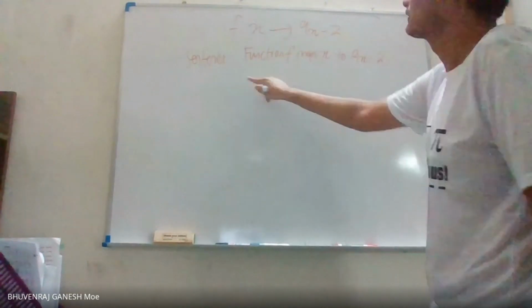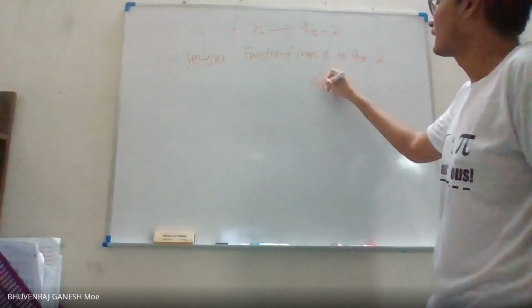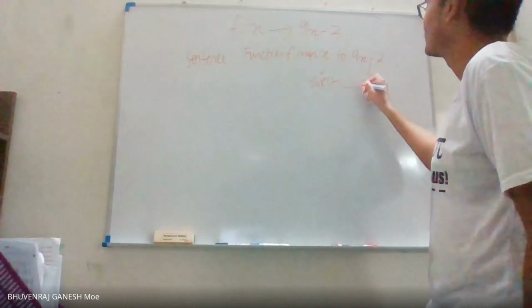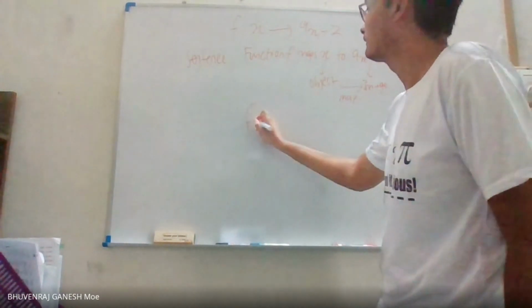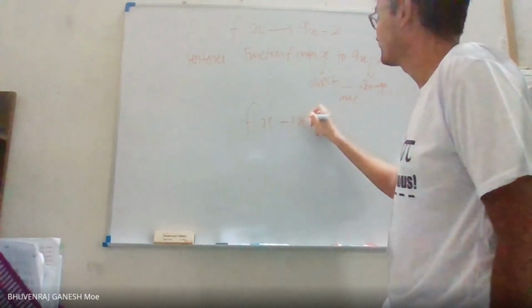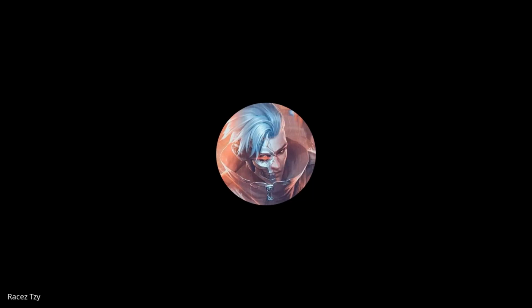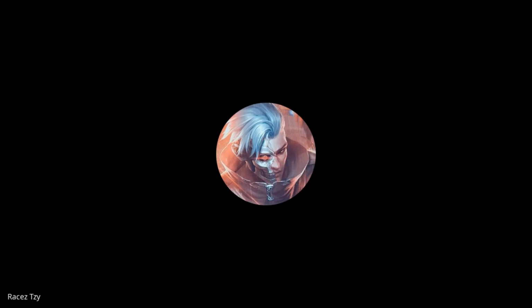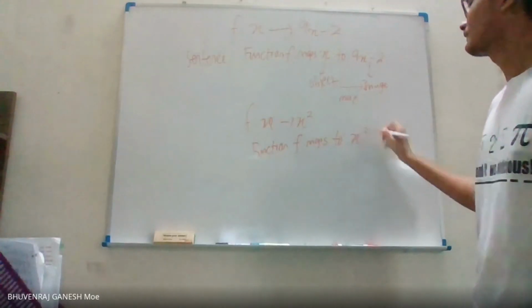So this is how you read it. x is the object and 9x minus 2 is the image. We always map the object to the image. Here's another example. How will you read this? Function f maps x to x squared. Yes, that's how you read it.